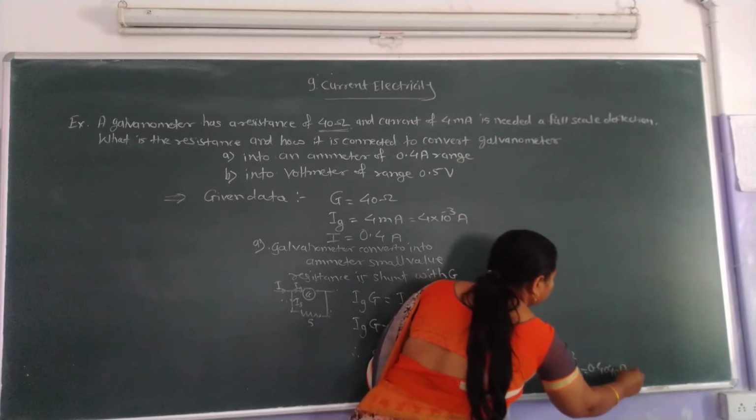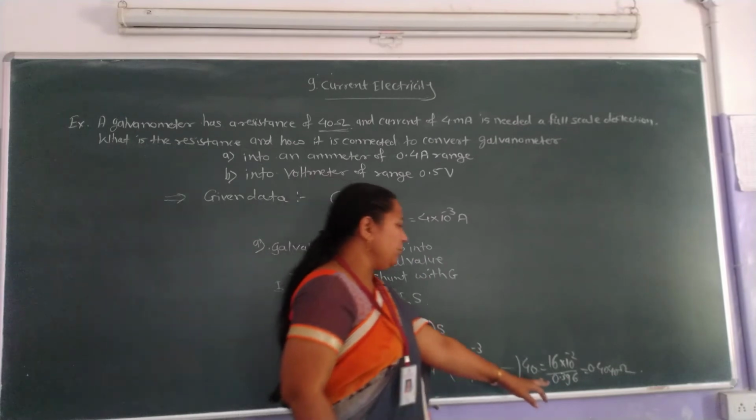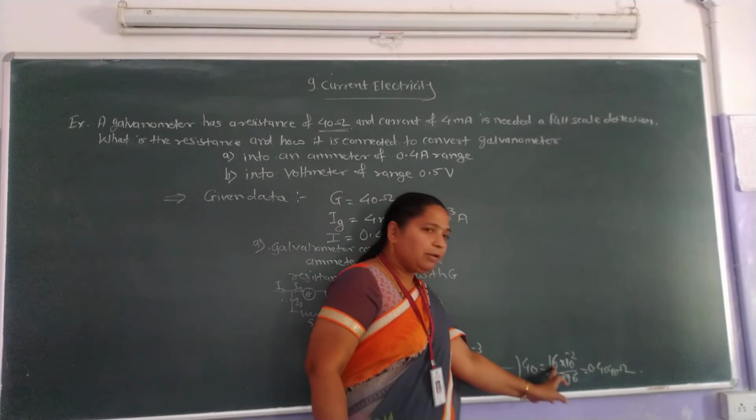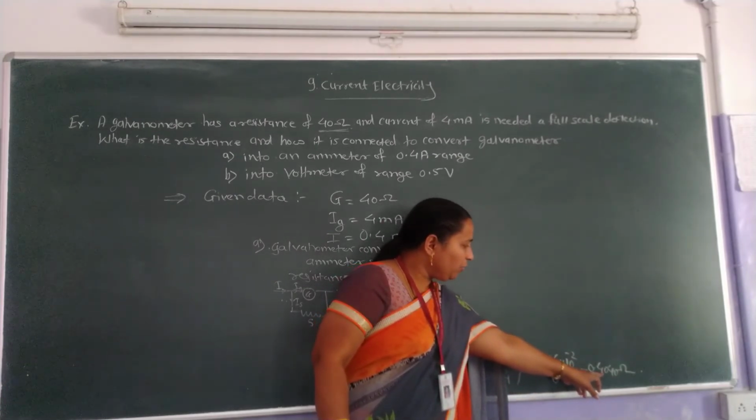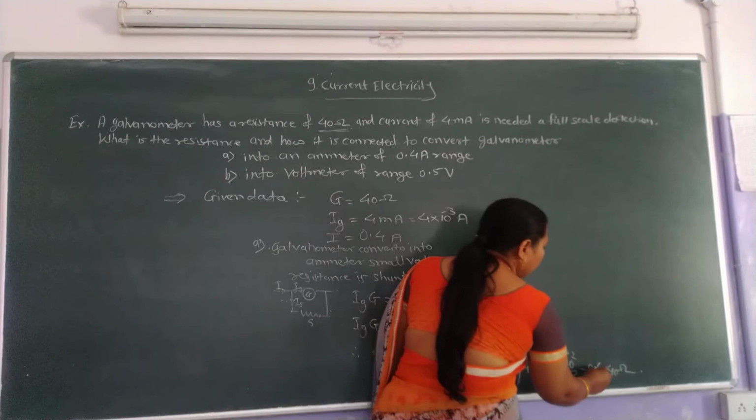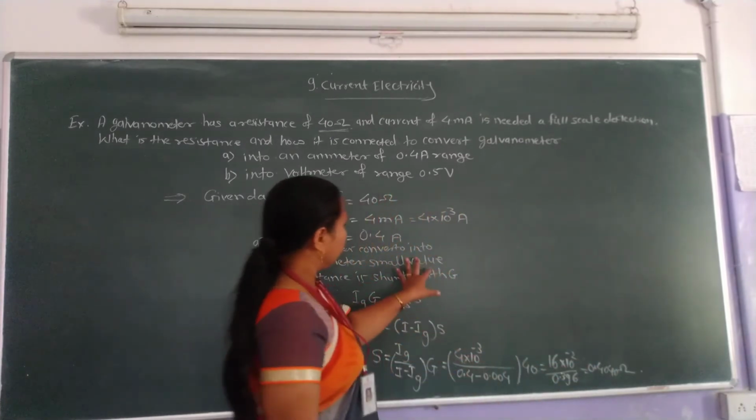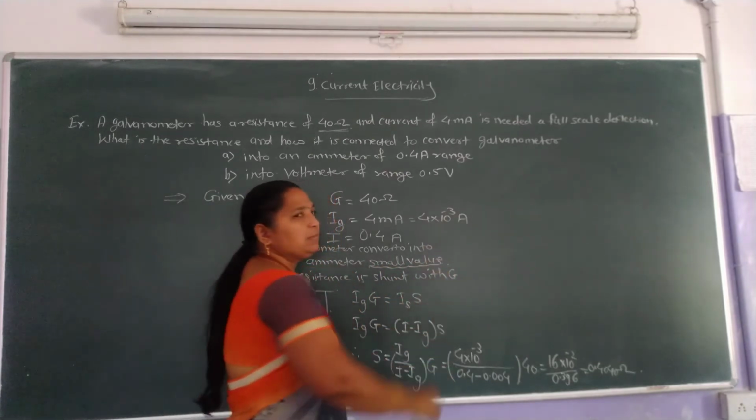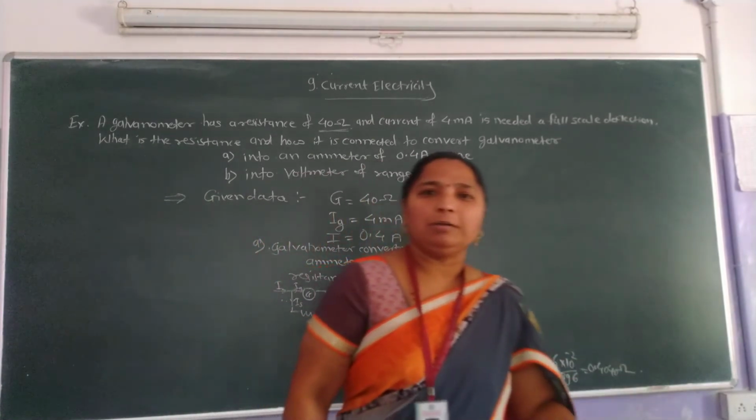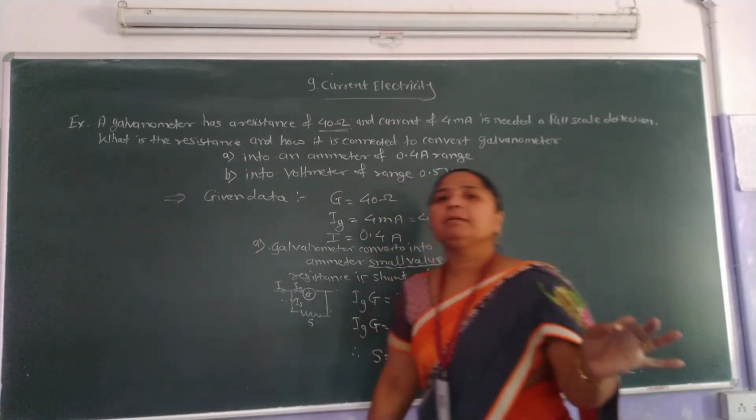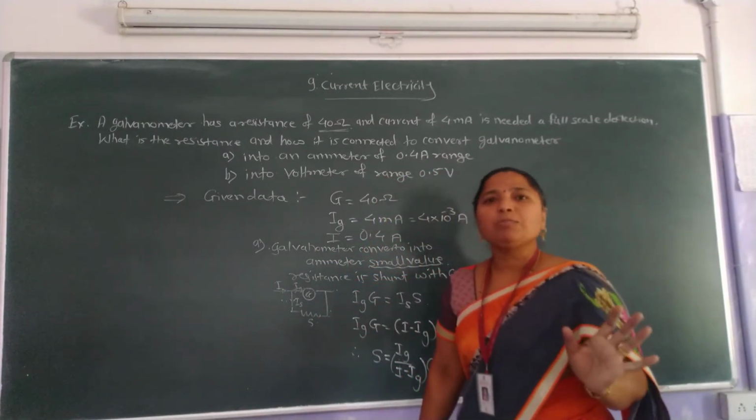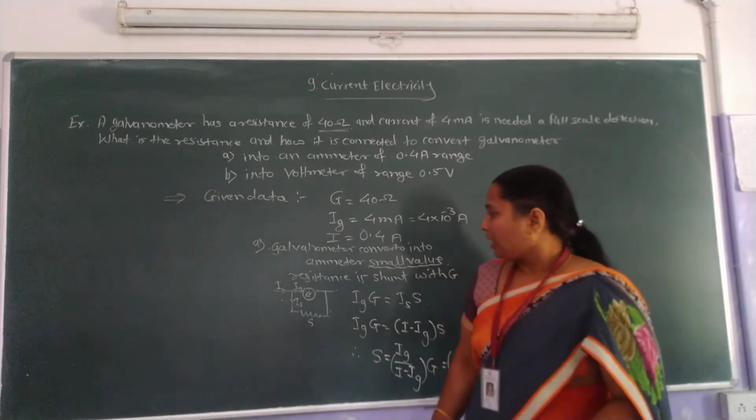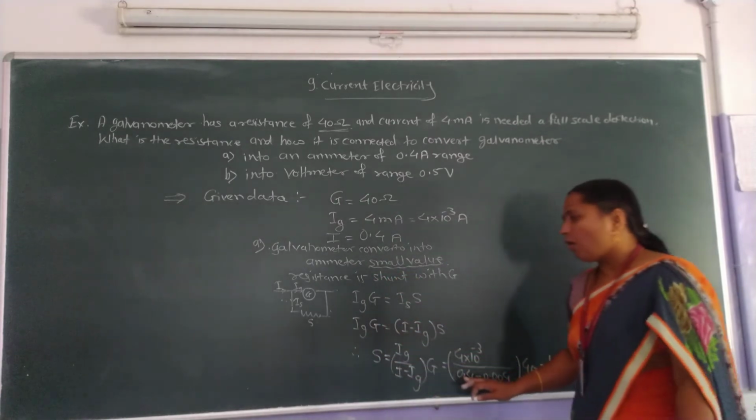Calculating its value gives 0.4040 ohm. This is the shunt resistance, and it is a small value. An ammeter measures current, so a very small value resistance should be connected in parallel with the galvanometer.